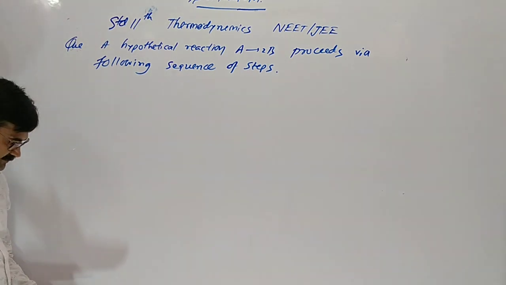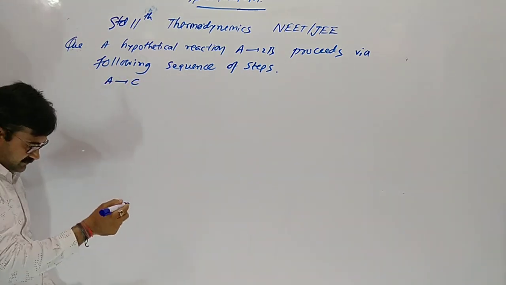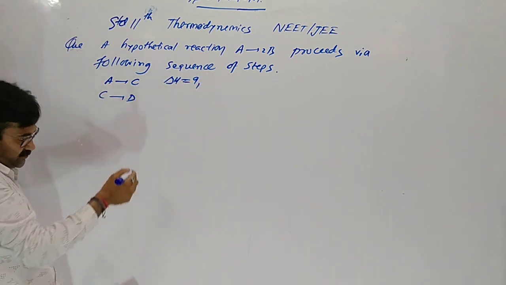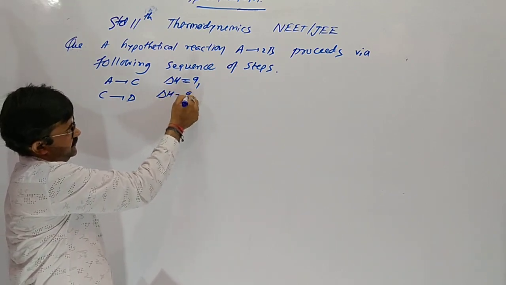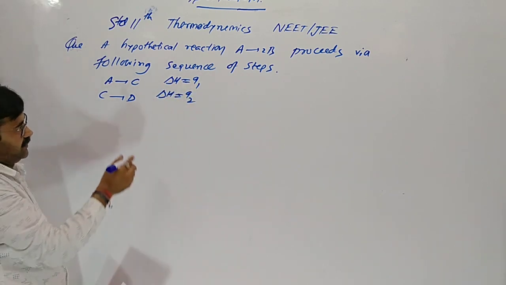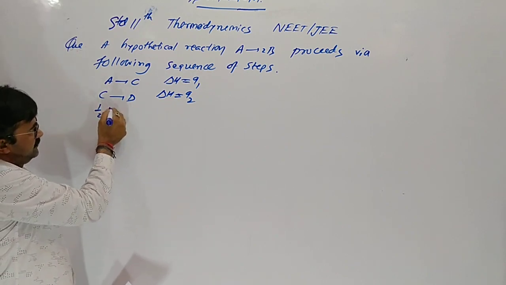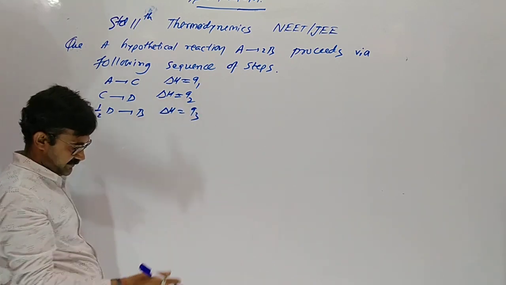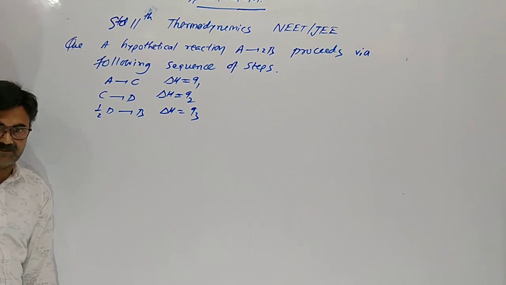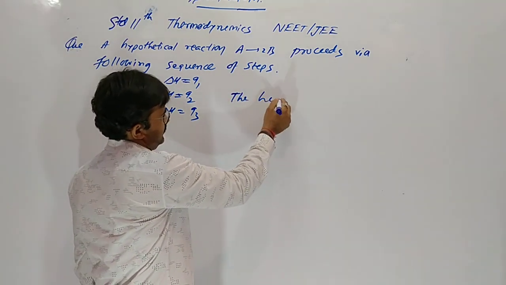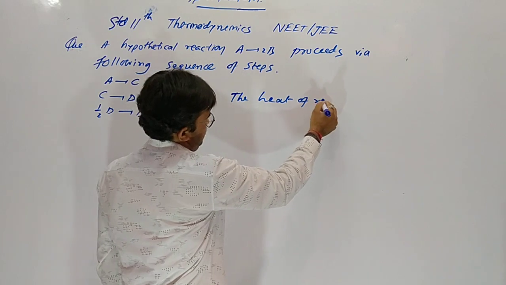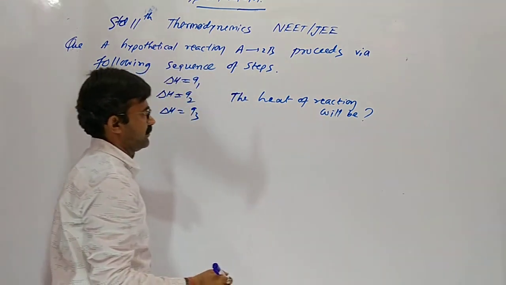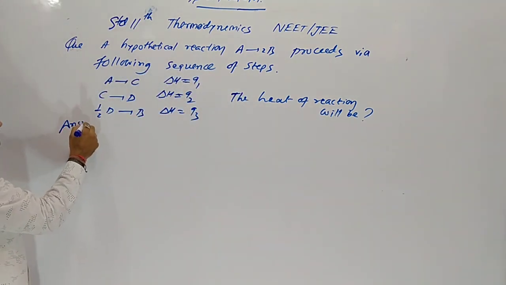The steps are A to C, enthalpy change in this step is Q1. C to D, enthalpy change in this step is Q2. And now 1 of D into B, delta H is Q3. Find out the heat of the reaction.